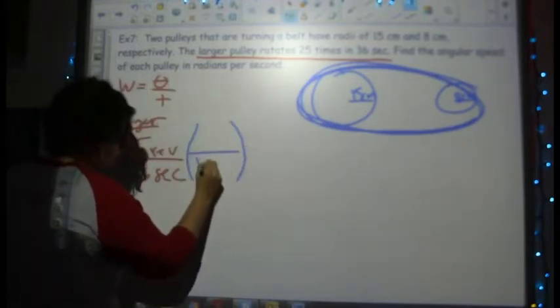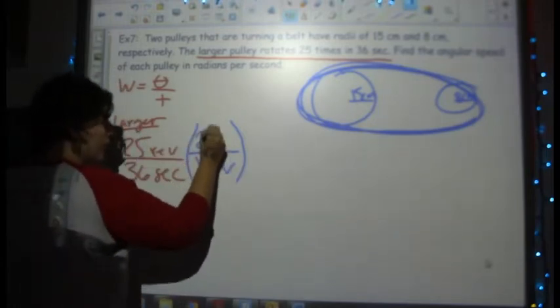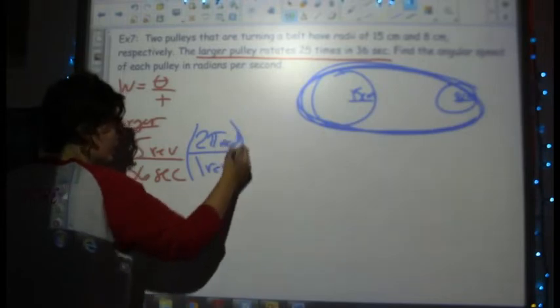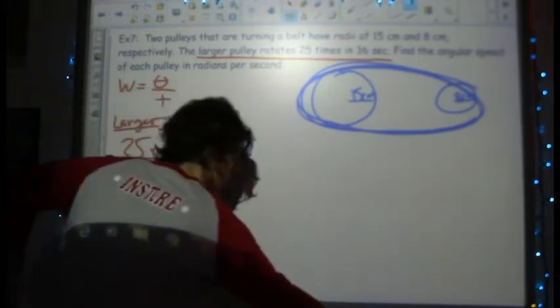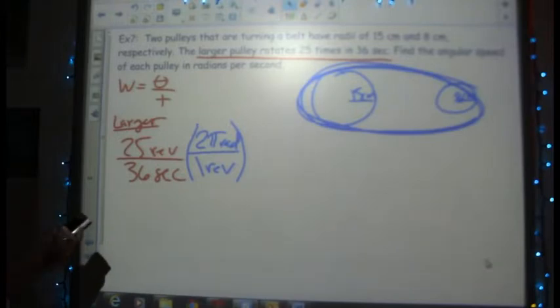So I put 1 revolution on the bottom because the revolutions are going to cancel. And then to 1 revolution, I have 2 pi radians. So here I can just multiply across or simplify my fraction. It's up to you. So 25 times 2 divided by 18. And when you do that, it gives you a crazy decimal. And I honestly really don't love that decimal.